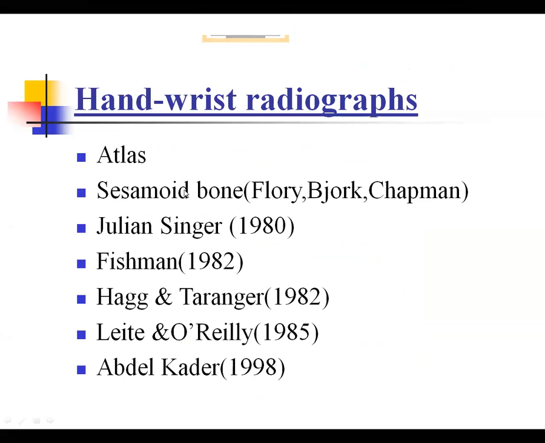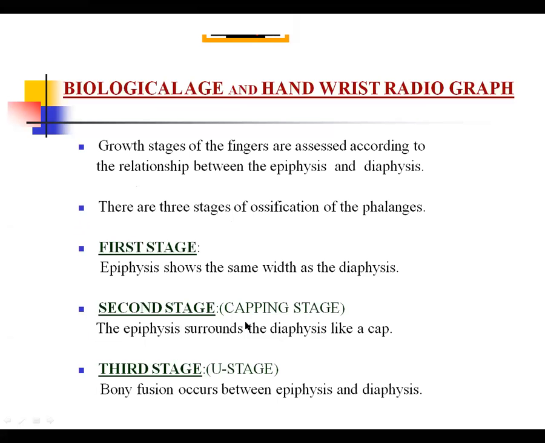At last, hand-wrist radiograph: different methods are given using which we can assess the skeletal maturity stage of the patient. They are Atlas, Sesamoid bone method, Julian Singer method, Fishman method, Hagg and Taranger method, O'Reilly's and Carter's method.